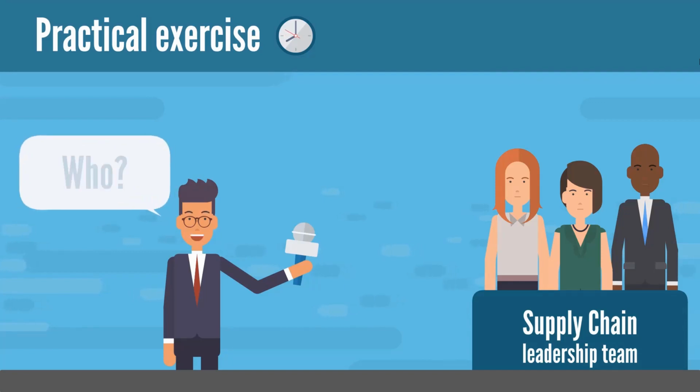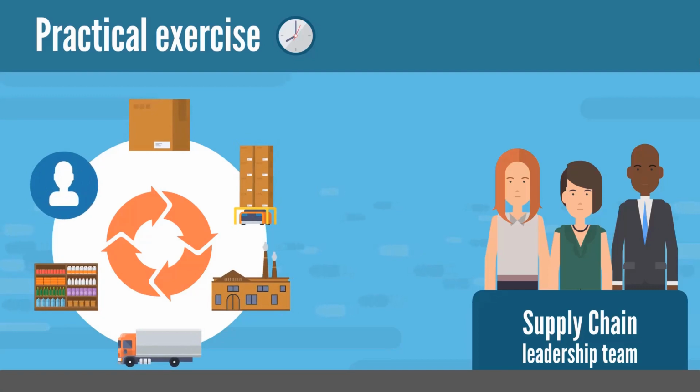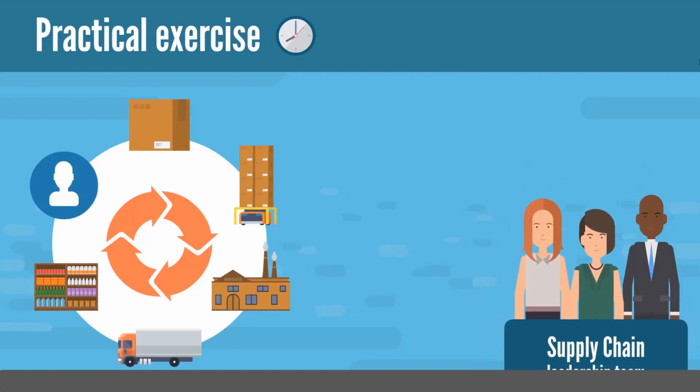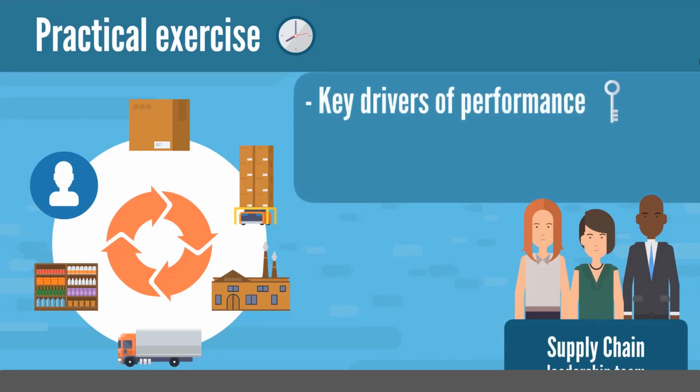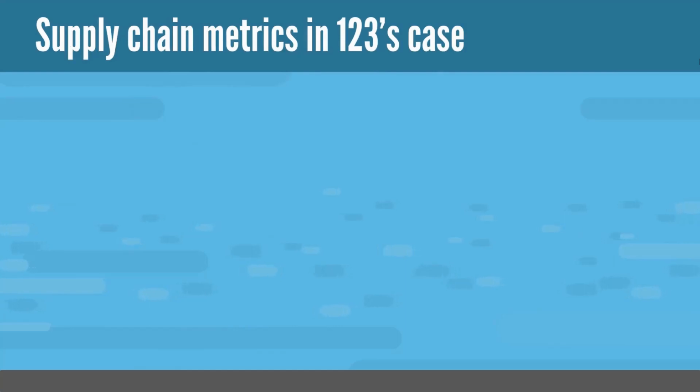Now, I'm sure you remember the questions who, what, when, where, why, and how from earlier in the course. Asking these questions to the relevant people from the supply chain team and some stakeholders would allow you to get a better understanding about the different supply chain processes carried out in the division. You will quickly learn which are the specific key drivers of performance and how the team currently monitors these figures. These metrics are necessary to understand the performance of the department and will be used to compare the organization's performance with other peer companies. All right, let's consider some supply chain metrics in 123's case.